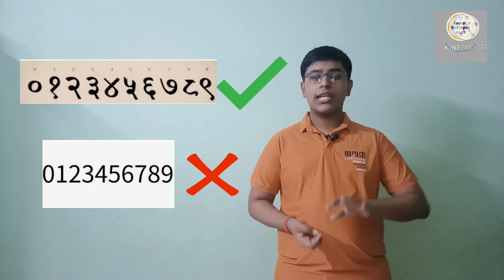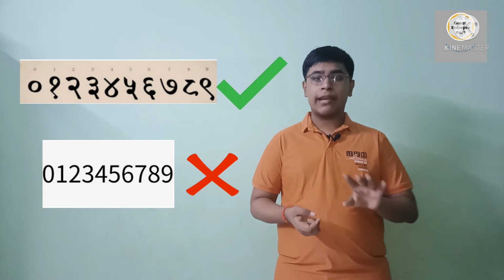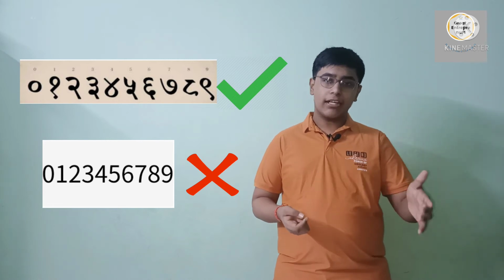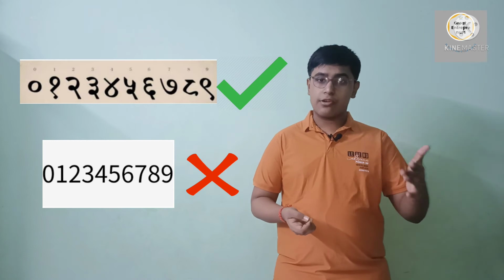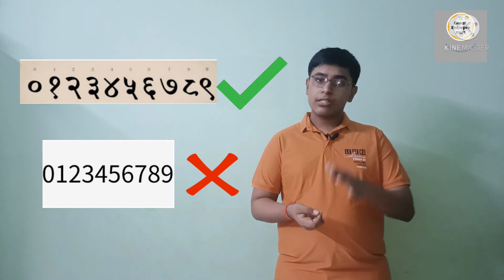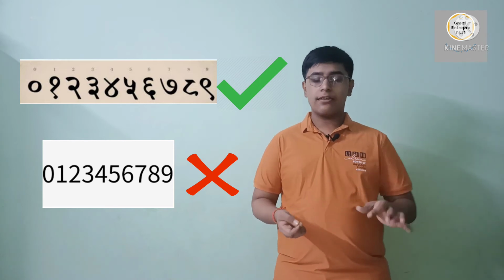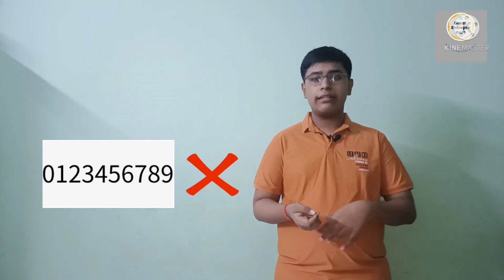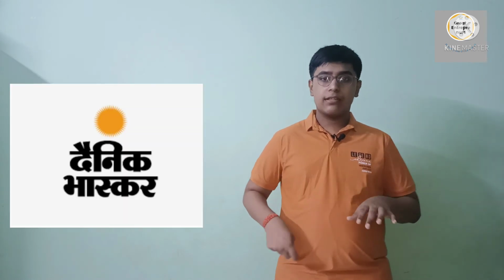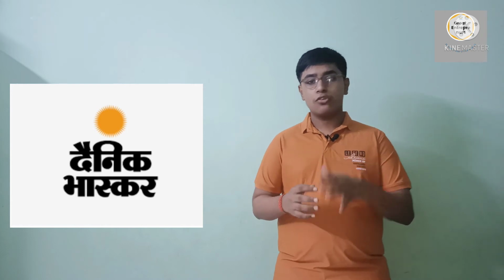And the second feedback which they received was that they wanted English numerals in the newspaper instead of the Hindi numerals, so that it is easy for people to understand. In view of these 2 feedbacks, Dainik Bhaskar decided to do the same.